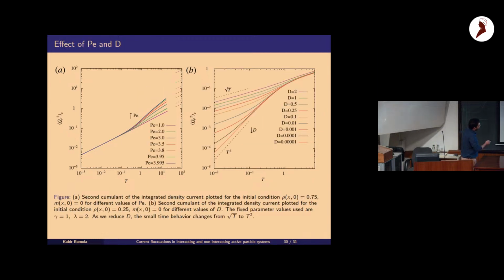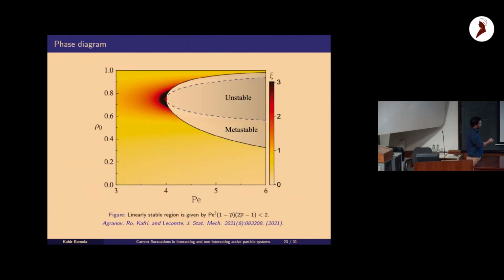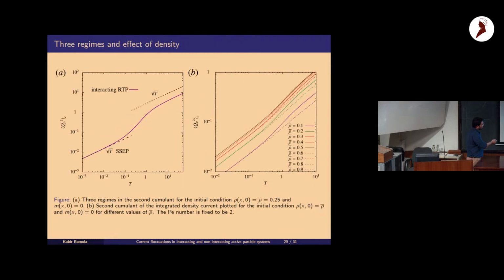And then finally, we can also look at what happens as you get closer and closer to the critical point. Let me go back to the original picture. Here the critical point happens at density 3/4 and Peclet number of 4. So we can either start with a single density and increase the Peclet number until you get to this point, or start with Peclet number 4 and increase the density until you get to this point, and see what happens to the current fluctuations. It turns out that the current fluctuations actually diverge as you get there. Let me show you that.